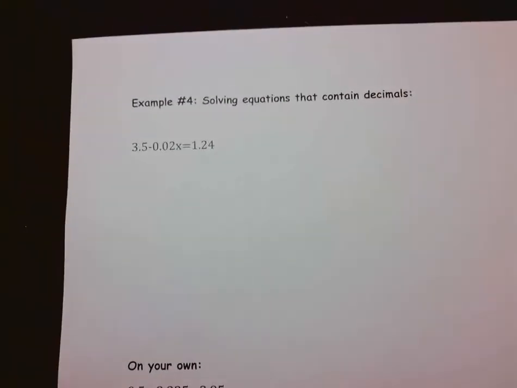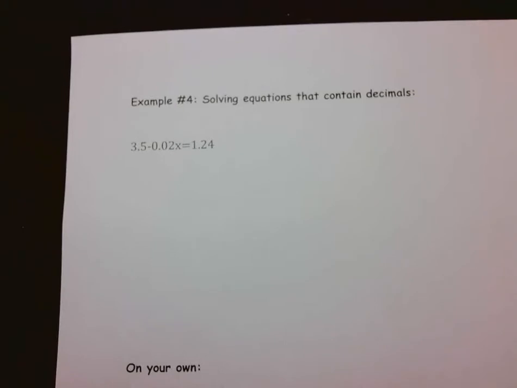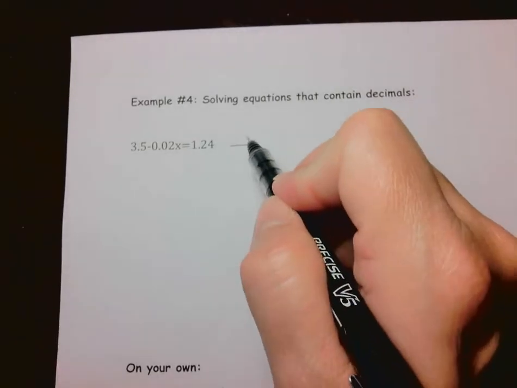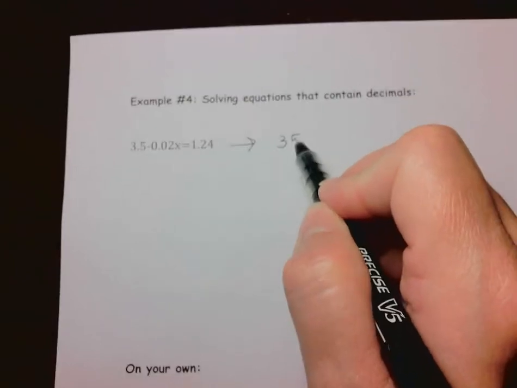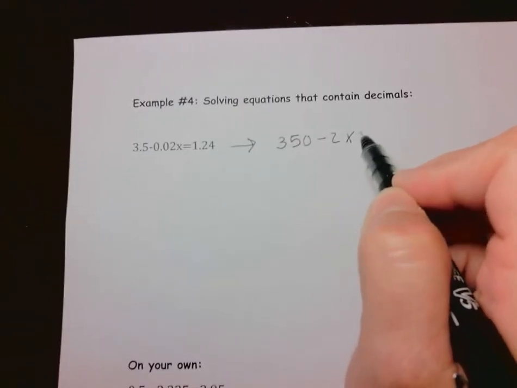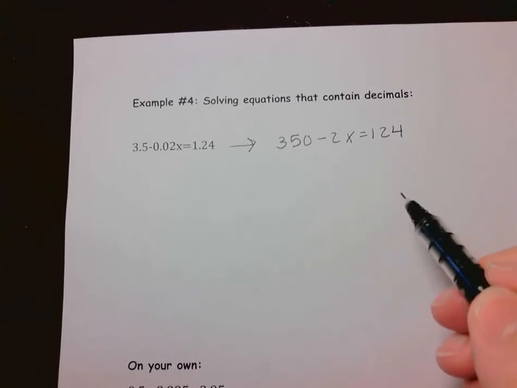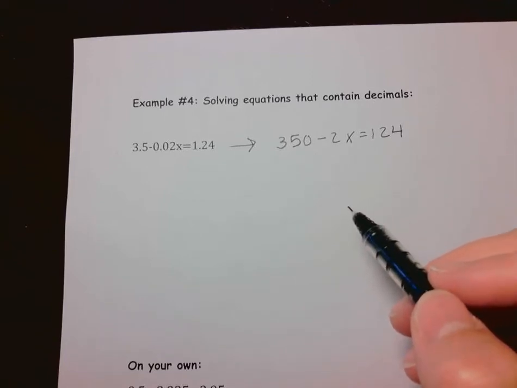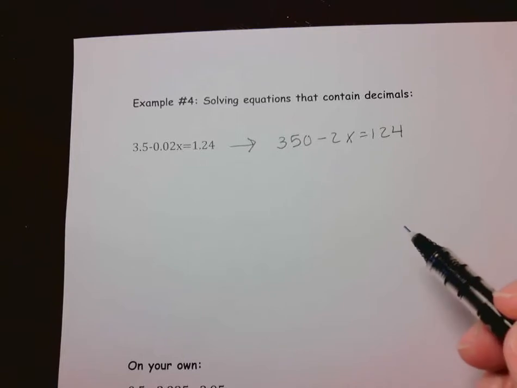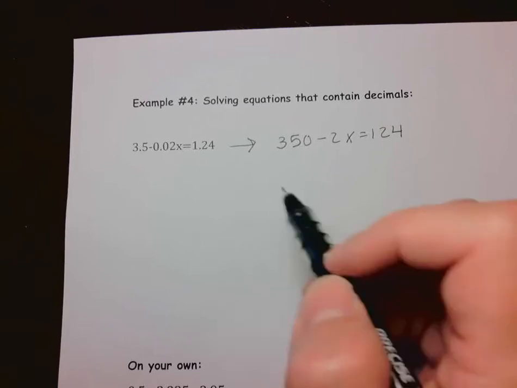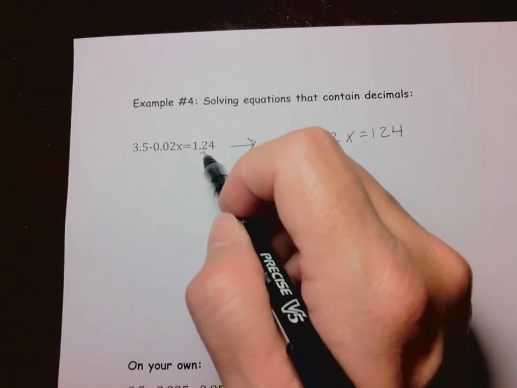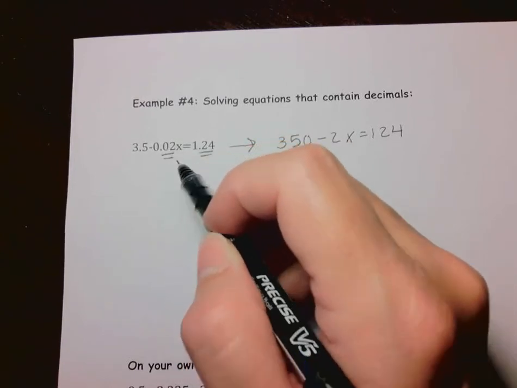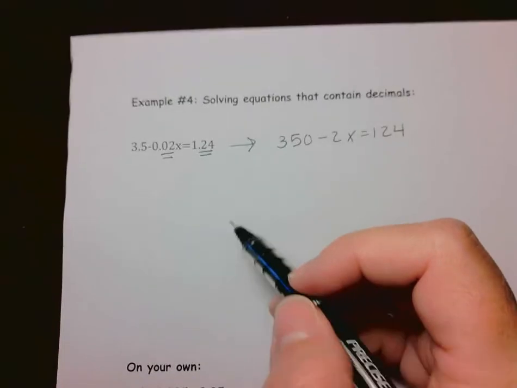Okay, finally, solving equations that contain decimals. You don't have to do it this way, but it's kind of important that you can see that this is the same thing as this. And why? Because I multiplied every term by 100. And why did I pick 100? Because I want to remove the decimals. And in doing so, I can remove these two decimals.